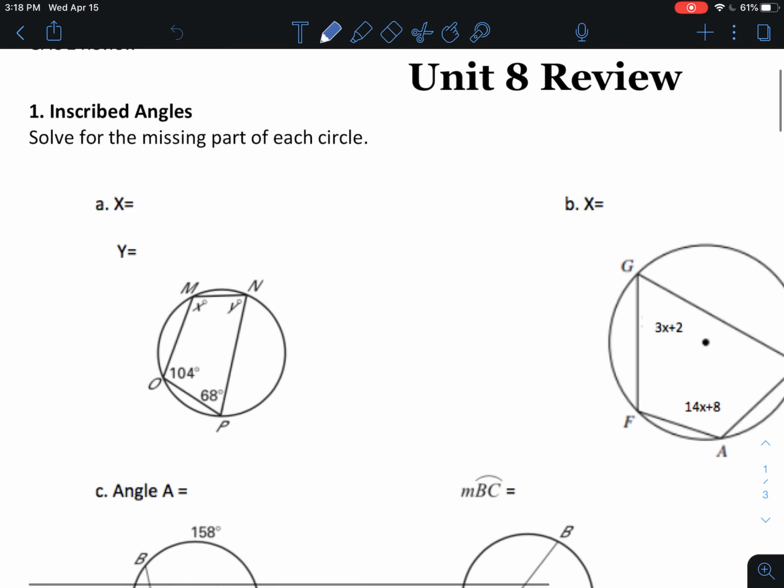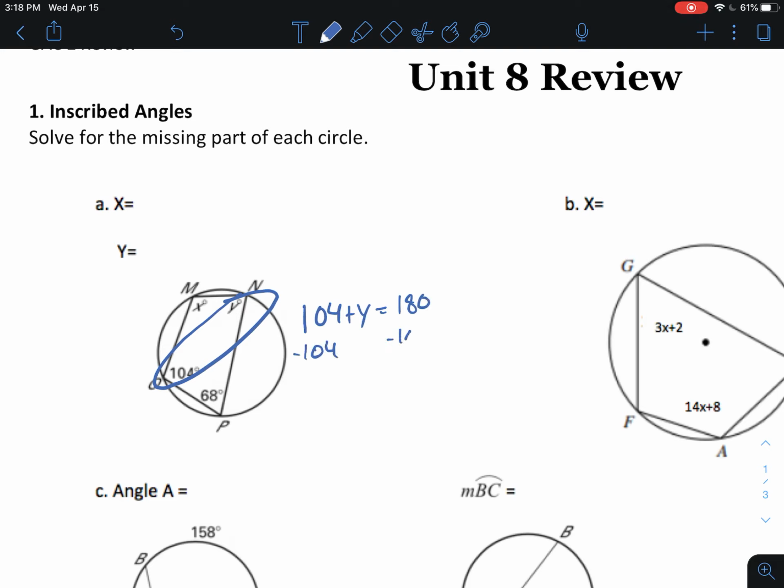So it says solve for the missing part of each circle. Well, the missing part happens to be the opposite side of the shape from the one missing. The property that we had here was that those two things, 104 added to y, would add up to 180. So we just subtract off 104 from both sides. That would give us y is equal to 76. So we could put 76 degrees right here.